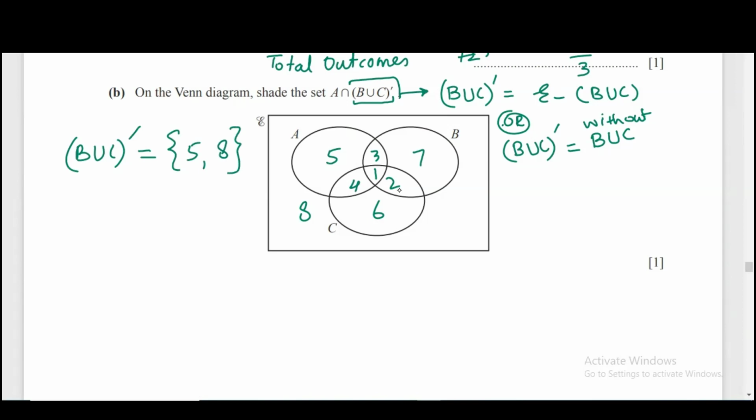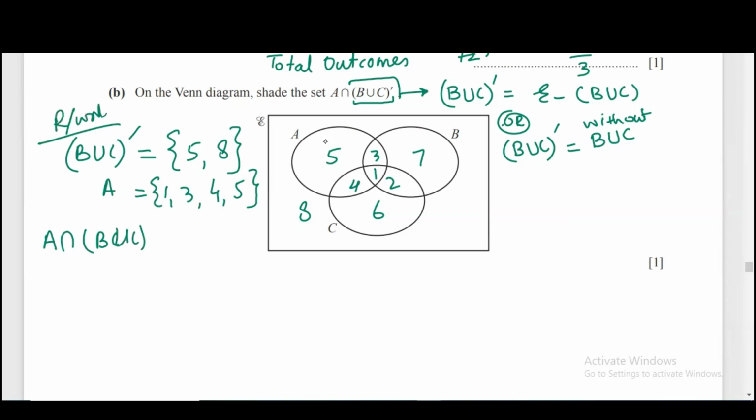Set A is 1, 3, 4, 5. We have to find A intersection (B union C) complement. This is a rough working, or you can present it in the answer space.